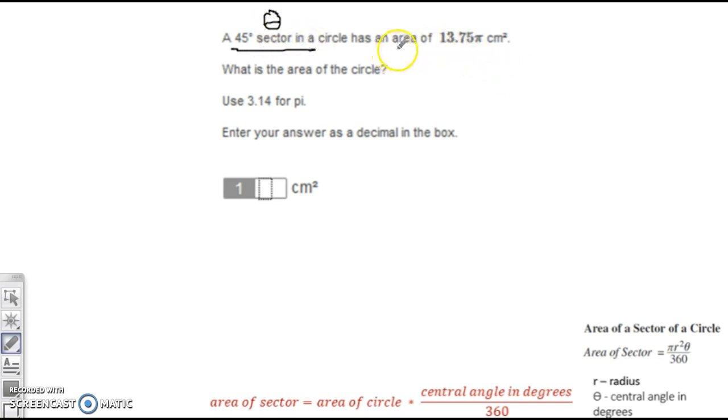That area of the sector is 13.75 pi. And we want to know the area of the circle, so I'm going to let that be x. So again, if you pull your formula from the formula sheet, it's not quite broken down the exact same way, but pi times radius squared represents the area of a circle. So I'm going to go ahead and plug it in the way that I've written it out.